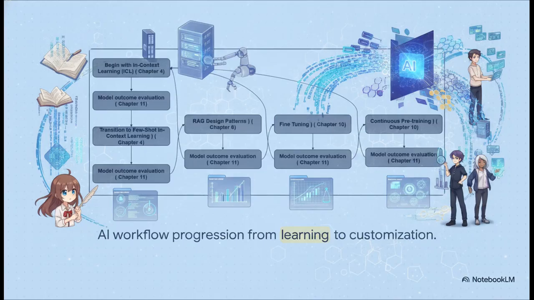And that balancing act dictates your entire AI workflow roadmap. You always want to start simple. Begin with in-context learning, basically just writing better prompts. If the quality still isn't there, step up the complexity to RAG. If it's still not smart enough, then you move to fine-tuning, or eventually all the way to continuous pre-training. And notice the constant loop here. Model outcome evaluation has to happen at every single step so you can objectively measure if the increase in cost is actually giving you better quality.